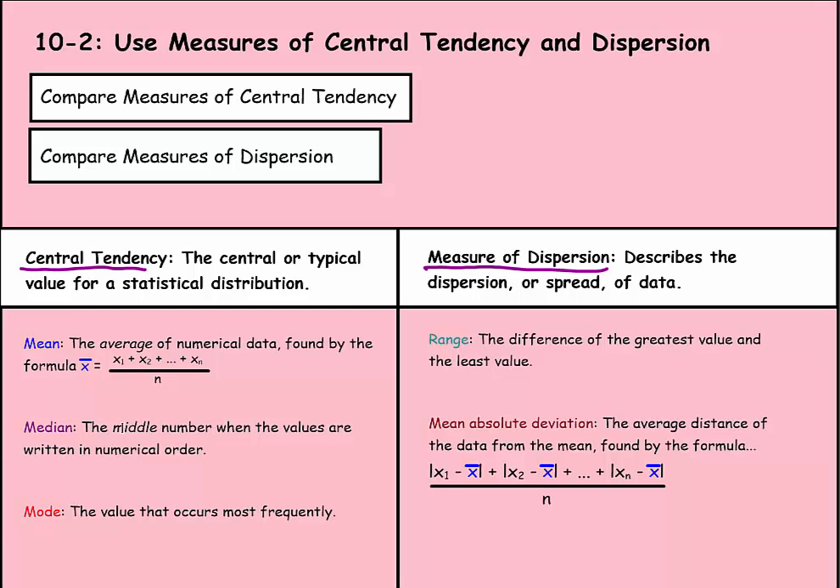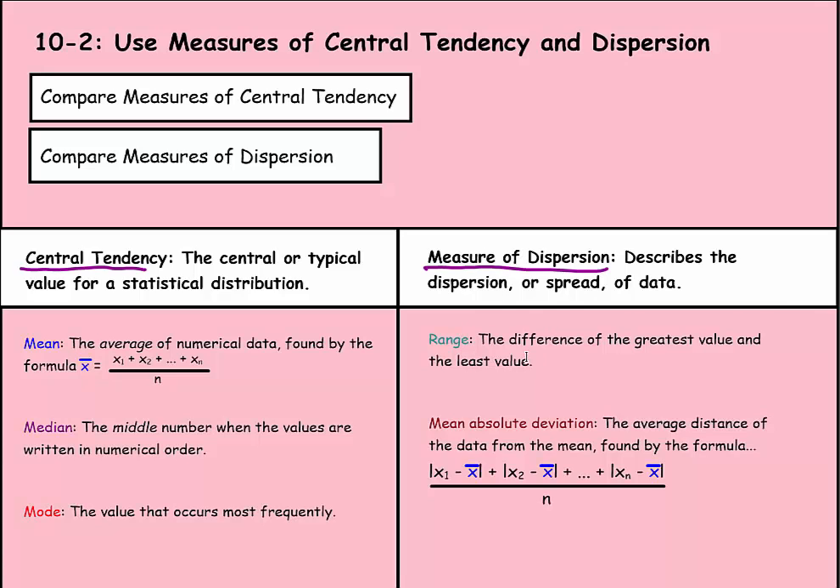The median is the middle. It's the middle number when the values are written in numerical order, from least to greatest. Then the mode is the value that occurs most frequently. When you're looking for measures of dispersion, you're looking for how the data is spread out. Is it evenly spread? Is it taking big jumps in between the data? That's what this will tell us.